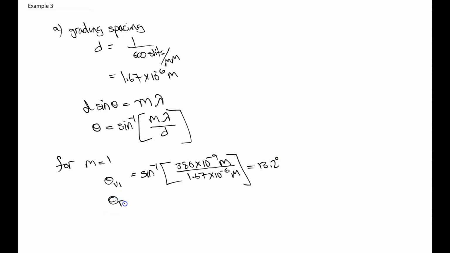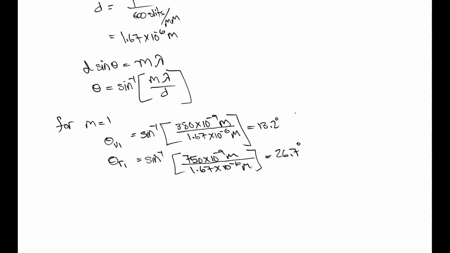And for the red, for m equals 1, we get sine inverse of the wavelength for red, 750 nanometers, over D, which is 1.67 times 10 to the negative 6 meters. And that gives us an angle of 26.7 degrees.